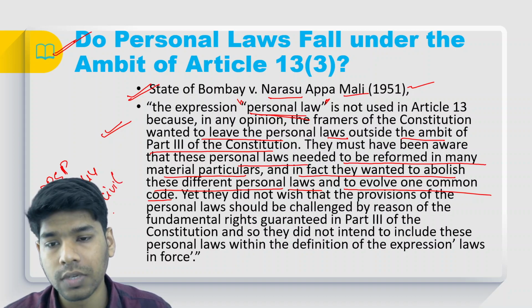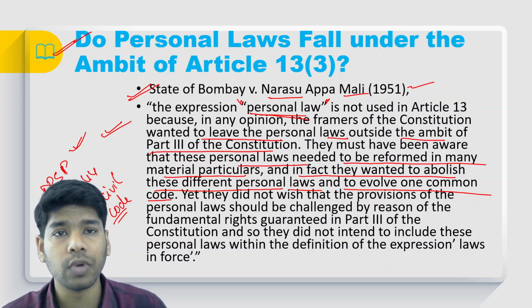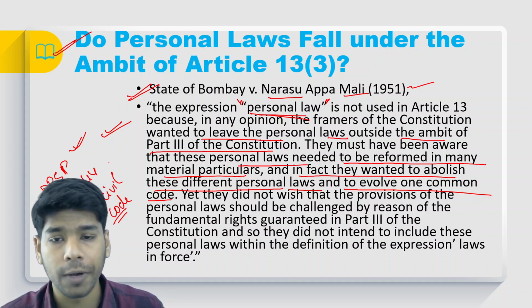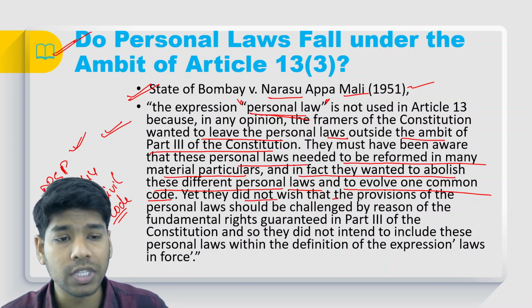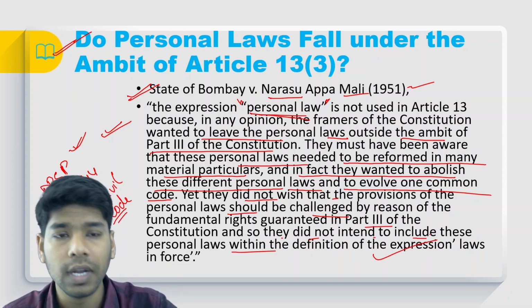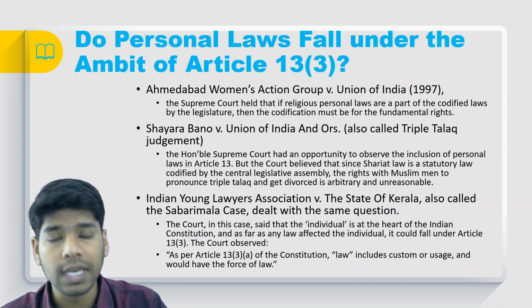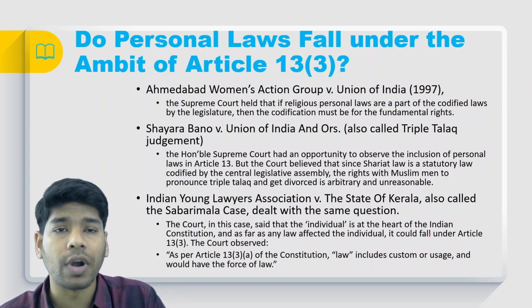Uniform Civil Code. So, in the Directive Principles of State Policy, we have Article 44, which is talking about the Uniform Civil Code, right? We need only one code of law. Yet, they did not wish that the provisions of this personal law should be challenged by reasons of the fundamental rights guaranteed in Part 3 of the Constitution, and so did not intend to include these personal laws within the definition of the expression laws in force. Right? This is what they have said. But later it changed.